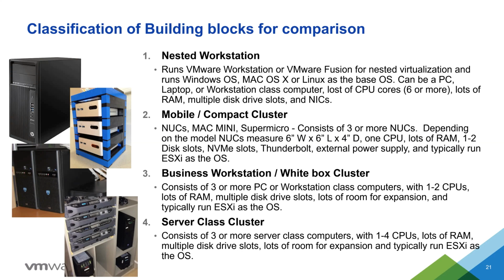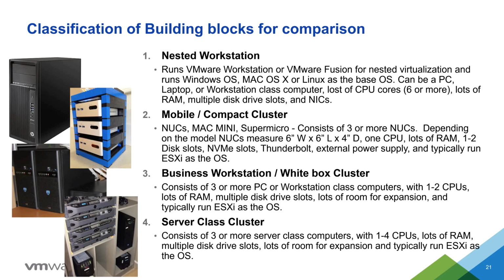And then 3, business workstation or white box cluster. This is either build it yourself or go buy an HP workstation or a Dell workstation, right? A lot of these come with dual CPUs, which is nice. You get lots of expansion, lots of things to run. Typically, you run ESXi on this. And then finally wrapping this up, we've got the enterprise server class, which are your Dells, your HPs, your Supermicro physical servers, right? You might consist of 3 of these. You have lots of CPU, lots of RAM. Those are the classifications.